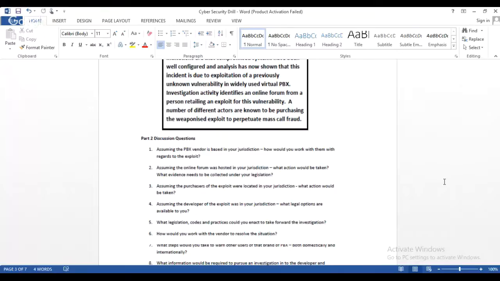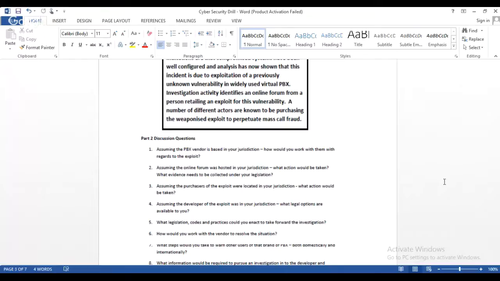Fourth question. Assuming the developer of the exploit was in your jurisdiction, what legal options are available to you? So, file a lawsuit against the particular person who developed the exploit and sue him for the necessary compensation for the losses caused because of that incident.